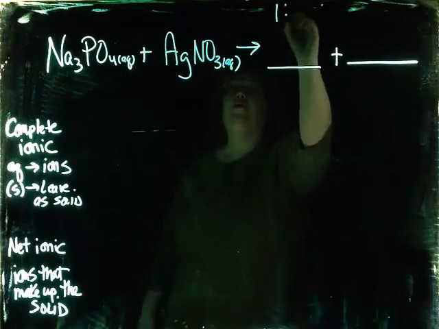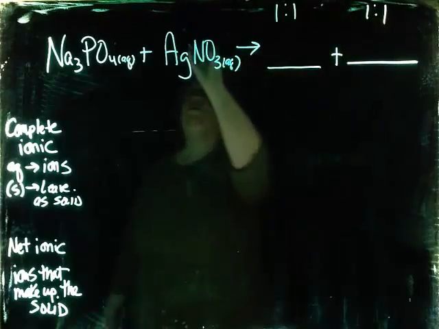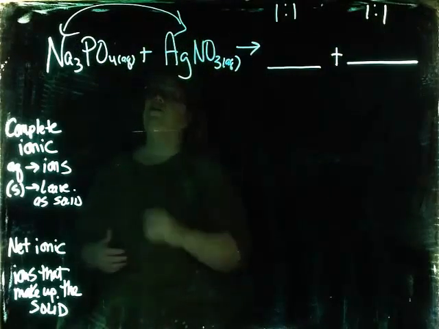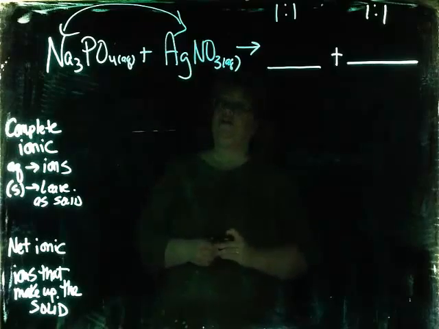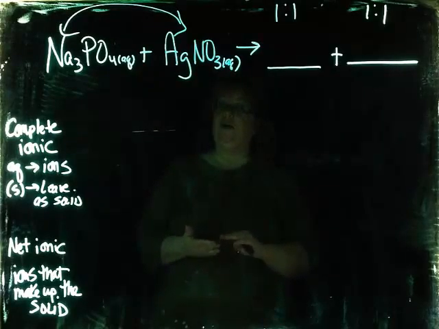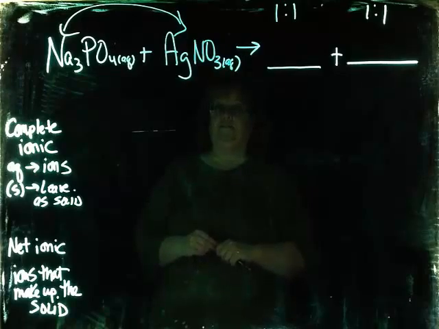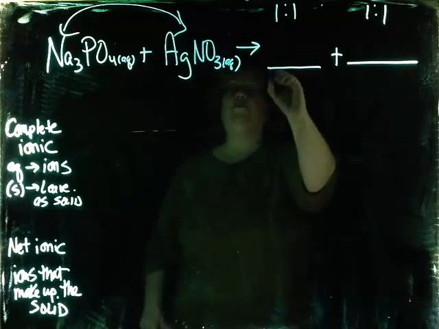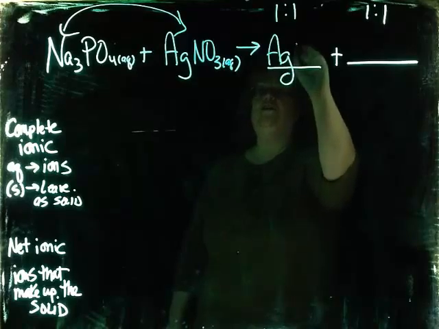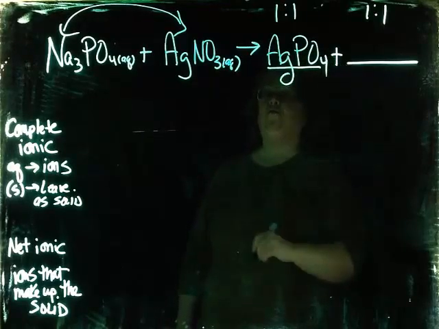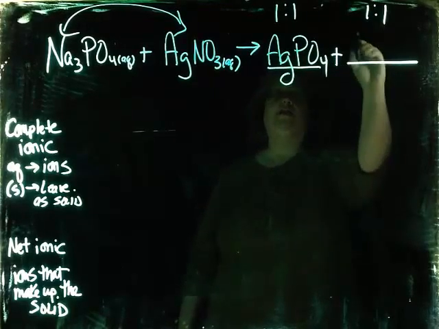Remember, you're going to bring one of each over when you switch the cations, and then you're going to check those charges and crisscross those charges down. So 1 to 1, check the charges. Stop it now to see if you can predict. Alright, so I'm going to take the Ag and hook it up with the PO4 because I've switched the cations.